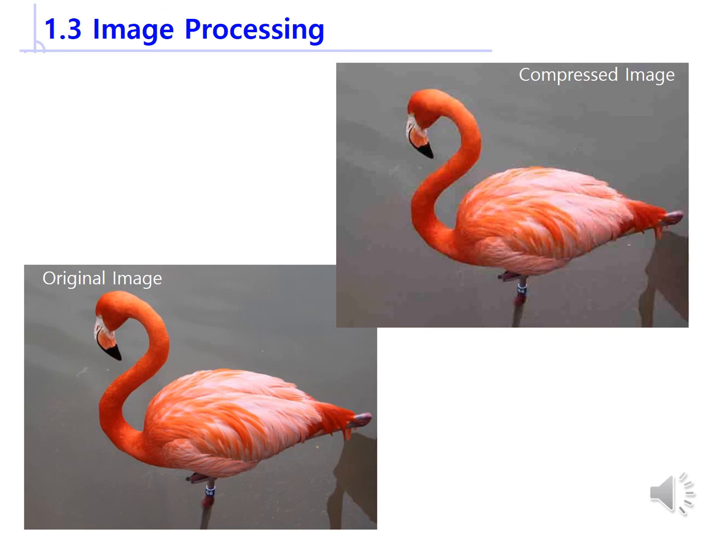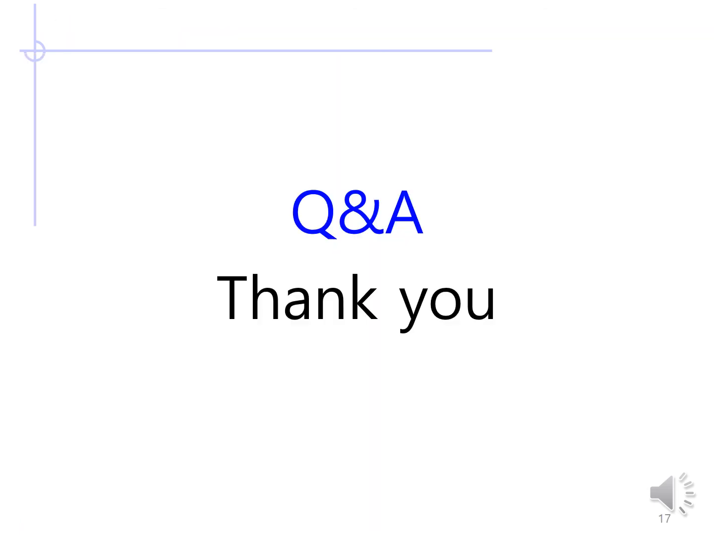So this is the result of the image compression. This image is the original image, and this is the result of the image compression. Can you see the difference? By applying image compression, you can save a lot of memory without losing much information of the original image.